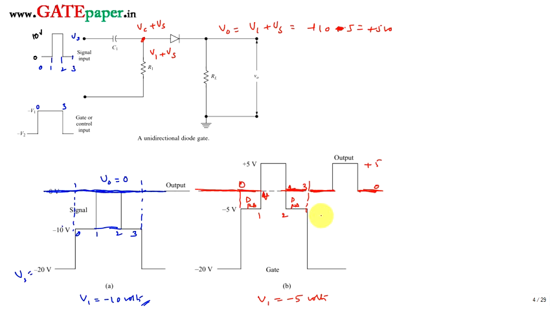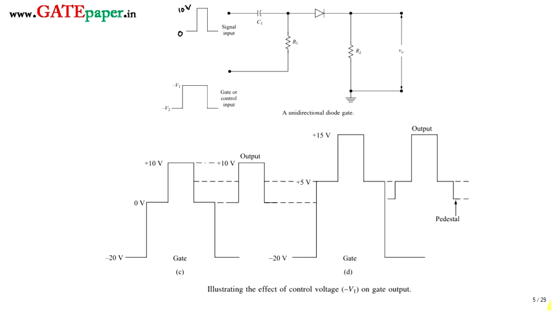Now we are going for the third case. Let us assume V1 is exactly equal to 0 volts. During the transmission period, when the signal is not present, the diode is under reverse bias, so you will get 0 volts, that means from 0 to 1 as well as from 2 to 3.